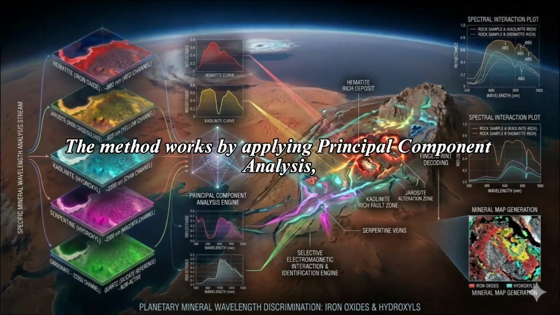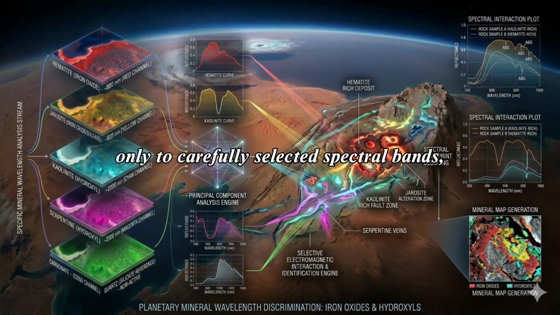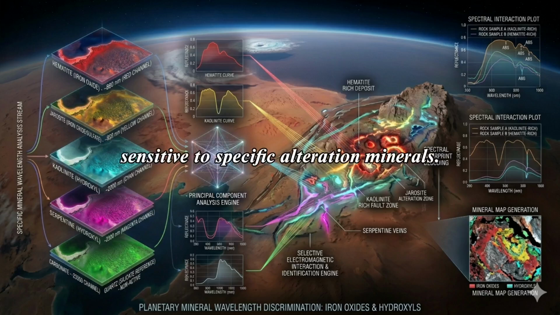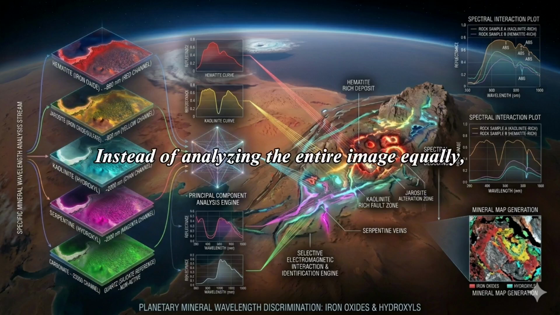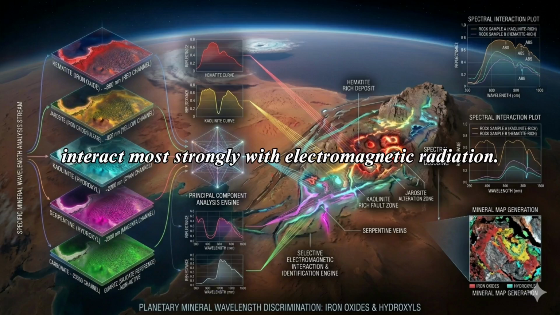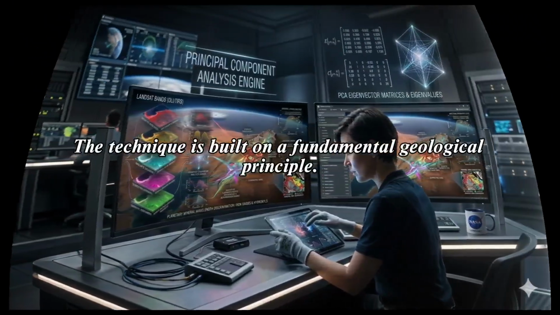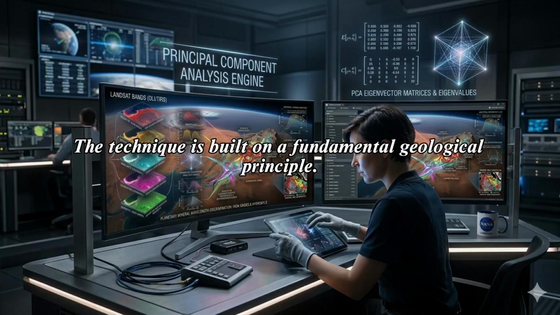The method works by applying principal component analysis only to carefully selected spectral bands sensitive to specific alteration minerals. Instead of analyzing the entire image equally, Crosta isolates the wavelengths where alteration minerals interact most strongly with electromagnetic radiation. The technique is built on a fundamental geological principle.